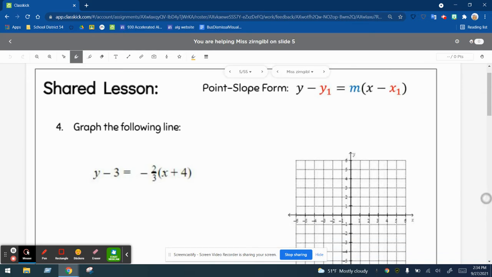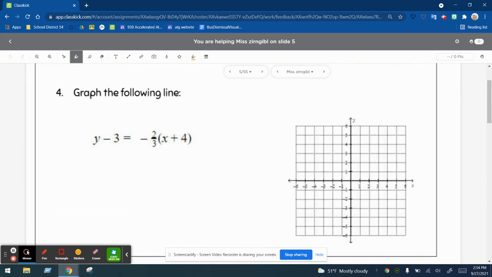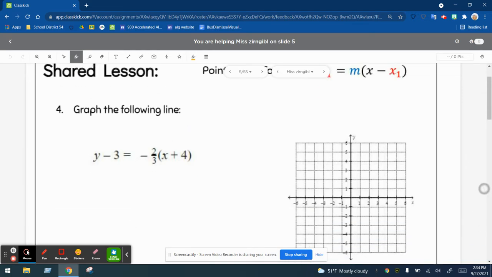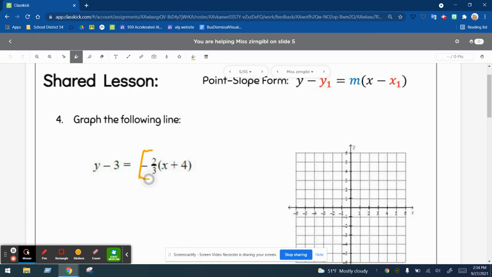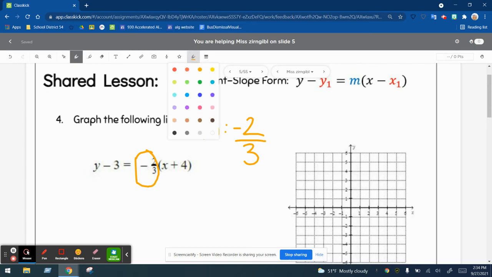All right. So now it wants me to graph the following line. Let's first identify the pieces that we know. I know that this is my slope, so I have my slope as -2 over 3. And then I know my x1, y1.